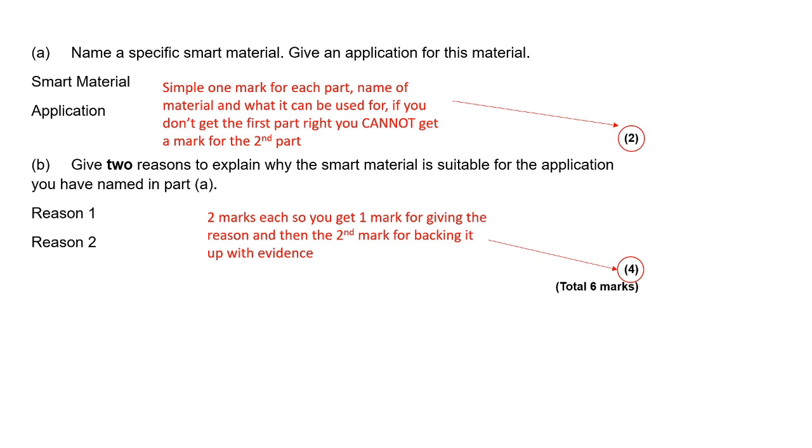The next one is: give 2 reasons to explain why the smart material is suitable for the application you have named in part A. So 4 marks for that, 2 marks for each reason. Reason 1 gets 2 marks, reason 2 gets 2 marks. You get 1 mark for giving the reason, and then another mark for backing that up with evidence, which is why you can never write 1 or 2 words. You've got to give your reason and then explain why your reason is correct. Again, if you didn't get the smart material part right, the knock-on effect is you can't get the rest of those questions right. So that's 6 marks. Pause the video, give yourself 6 minutes, answer it, unpause it, and we'll go through the answer.